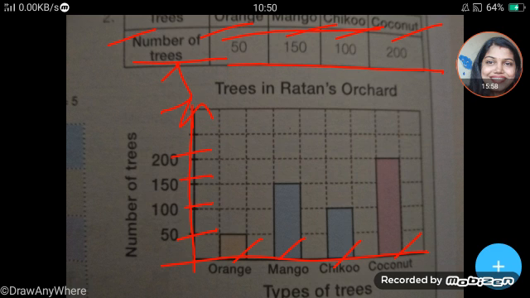After doing that, I'll check orange: the number of trees is 50, so I'm going to mark 50 and make a bar. Mango is 150, so I'm going to mark 150 like this and make a bar. Similarly, chiku is 100, so I mark it like this and make a bar. And last is coconut, that is 200, so I'll take a reference line and create a bar like this. And that's it. That is how you're going to make your vertical bar graph.